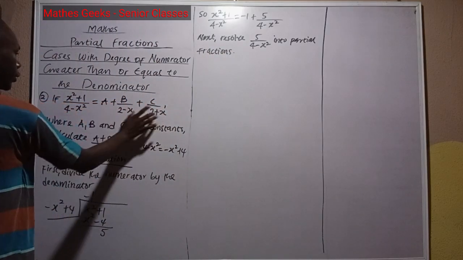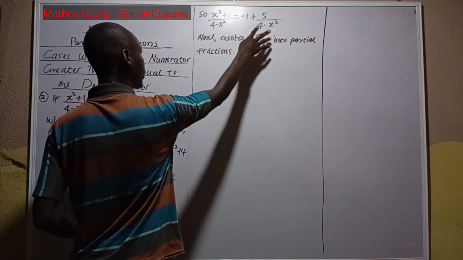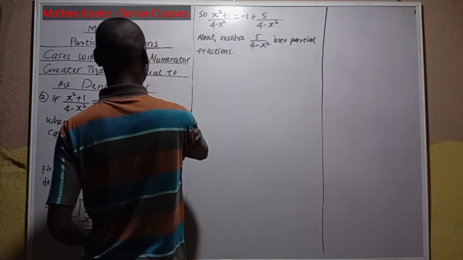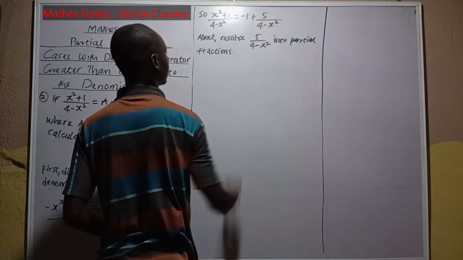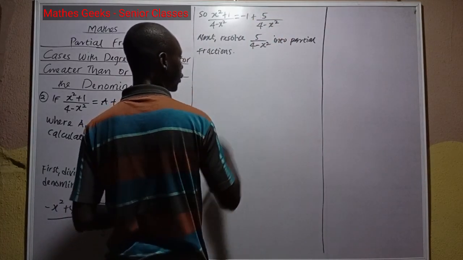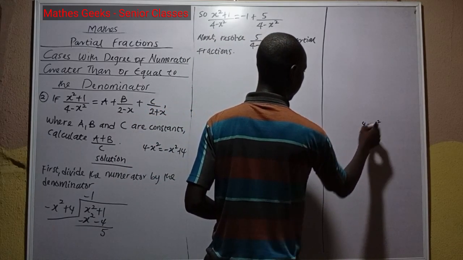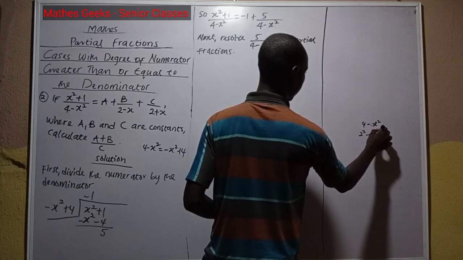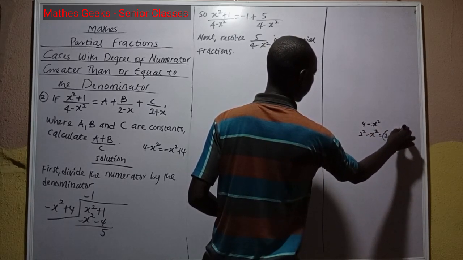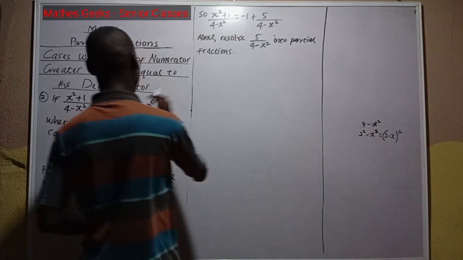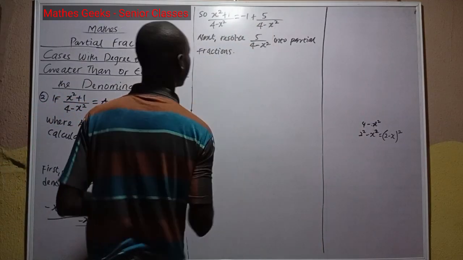We already have the factors here, but if we are not going to work with factors, to verify that it is a factor, what we have here are factors of 4 minus x squared. We discover that 4 minus x squared is simply a difference of two squares: 2 squared minus x squared, which equals 2 minus x times 2 plus x. And you know what that implies.